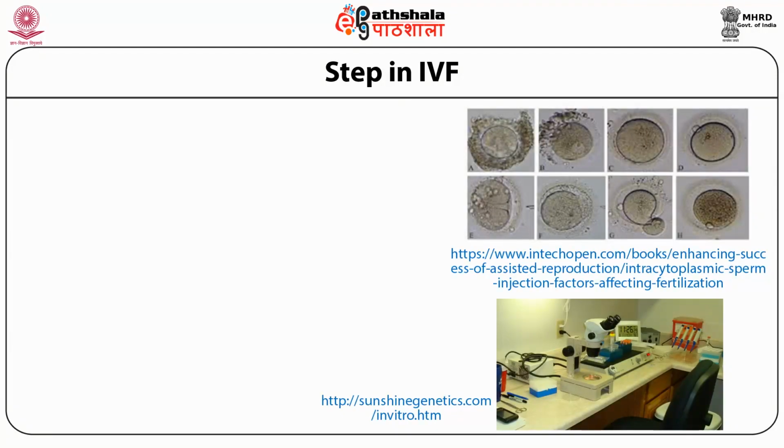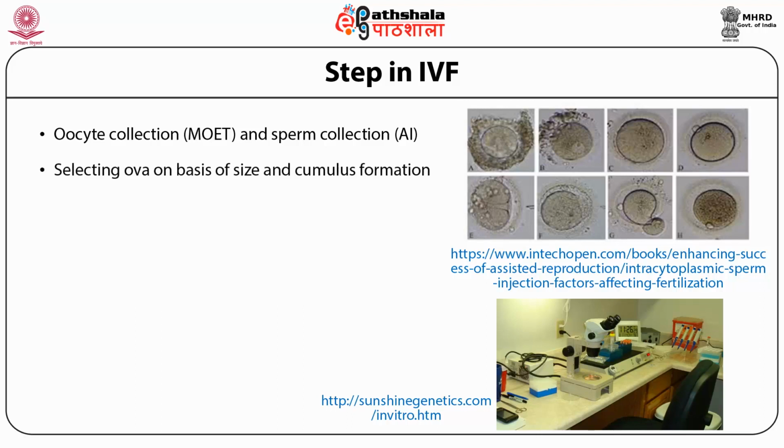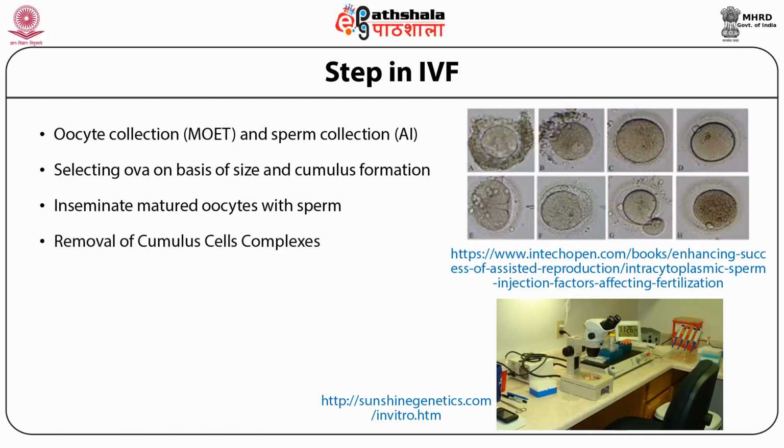In IVF also we need to collect ova and we need to collect sperm. So we should have ova from a genetically superior female and sperm from a genetically superior male. Then based on the size of ova and the cumulus cells, the good quality ova are selected and they are kept with the sperms for insemination. The cumulus layer is removed mechanically and the sperm will fertilize ova.